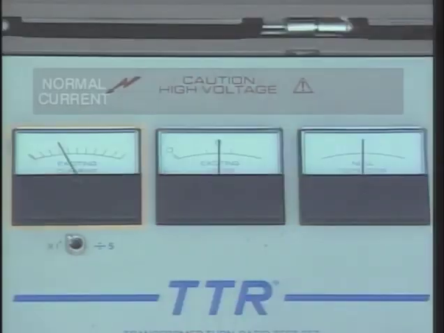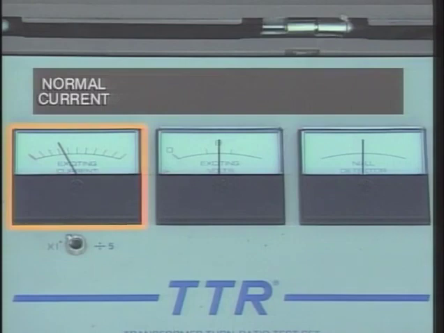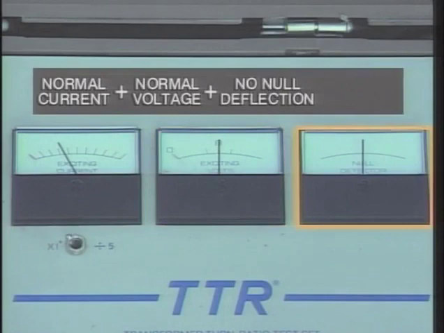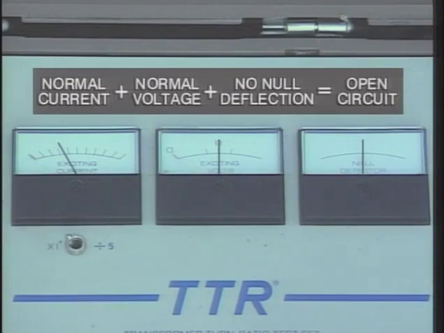On the other hand, if the current meter indicates normal current and the voltmeter indicates normal voltage, but the null meter shows no deflection regardless of the ratio selected, the problem is most likely an open circuit in the high voltage windings of the power transformer, or the high voltage test leads aren't securely connected. If there's a short or an open in the transformer windings, the problem will have to be located and corrected before the transformer can be put back into service. This is because a short or an open can lead to a major transformer failure.